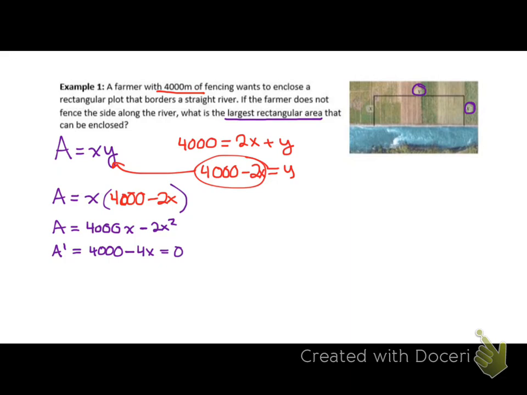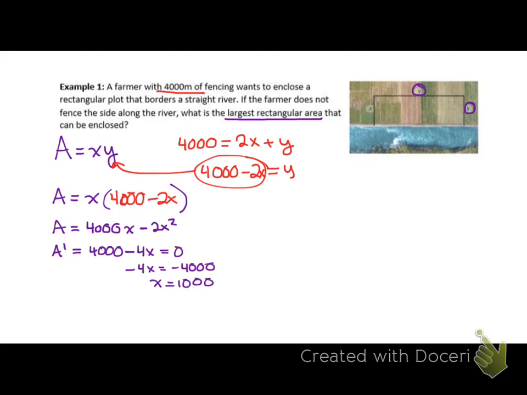So remember, to maximize something, to find a maximum value, you would use what we did in function analysis. You'd take the derivative, set it equal to 0, and find that particular x value. So that's all we're going to do. That's the whole idea. So let's go ahead and do that. That means negative 4x equals negative 4,000, which means x equals 1,000.